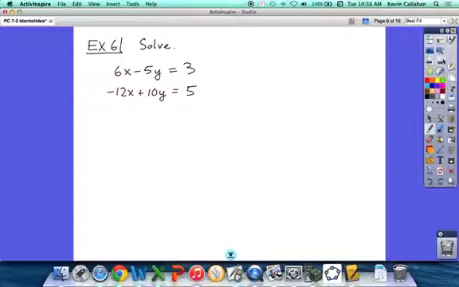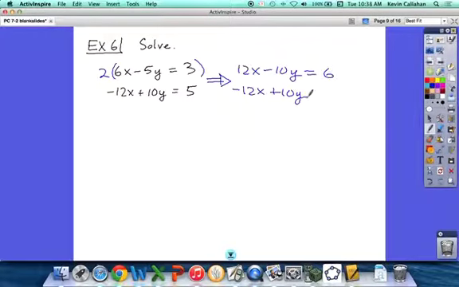The top by 2, right? Multiply this top one by 2. Here's our new equivalent system. In the top we get 12x minus 10y equals 6. In the bottom we get negative 12x plus 10y equals 5. All right, so we set up the equal and opposite coefficients.